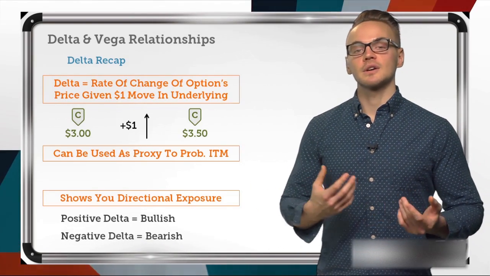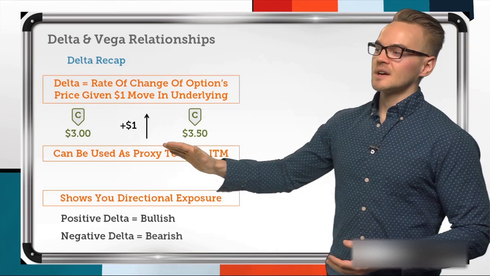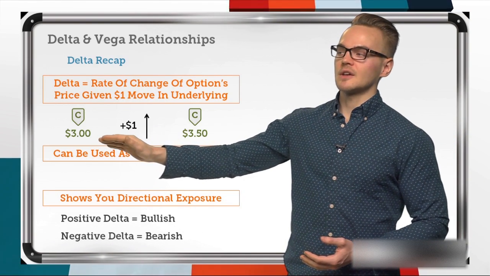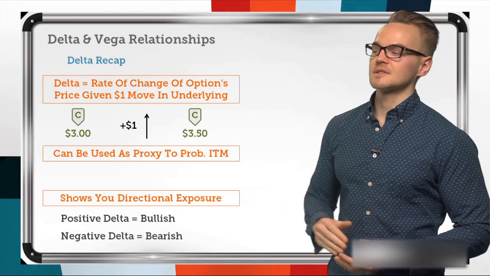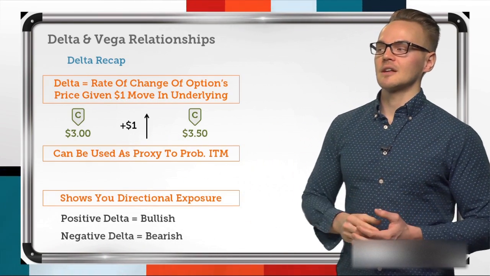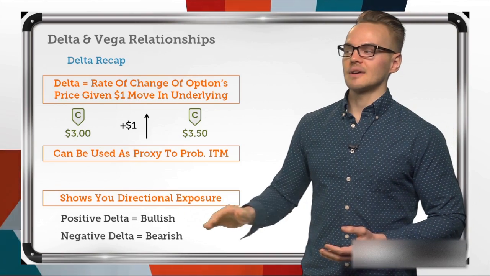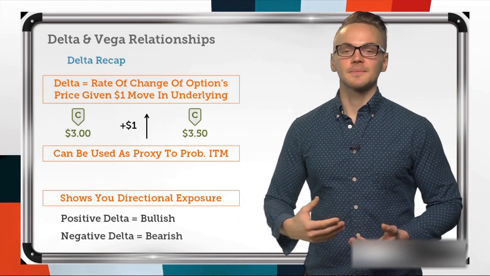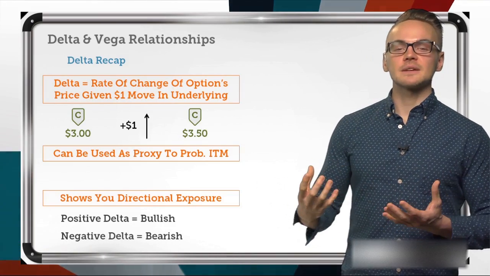I would have a bearish assumption. Because in this situation, if I'm long a call where I have a $3 valued call and it goes up to $3.50, and that's after the underlying has increased by $1, that's where you can see that I would have a positive delta of 50, and that would mean that I'm bullish. So that is a few things that we use delta for.